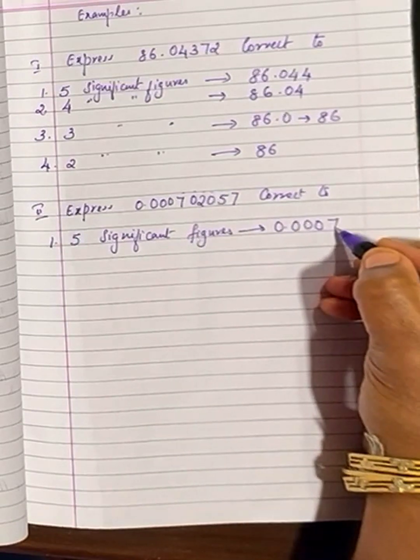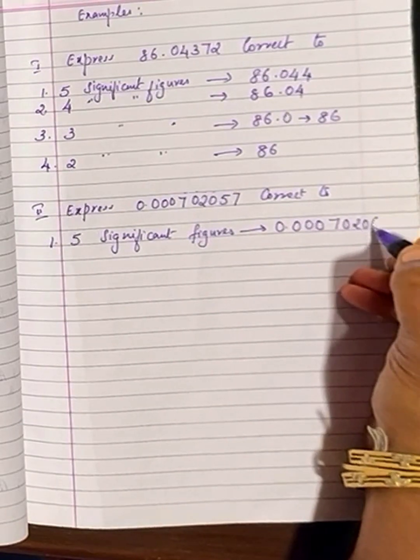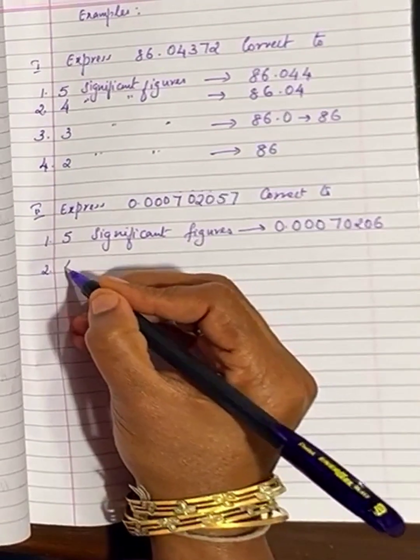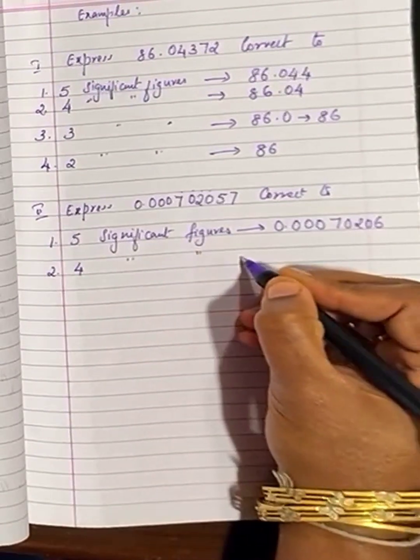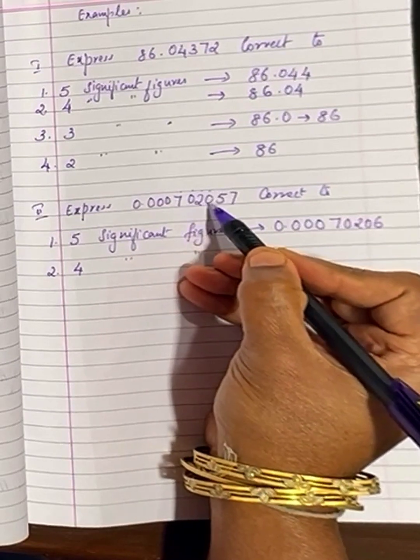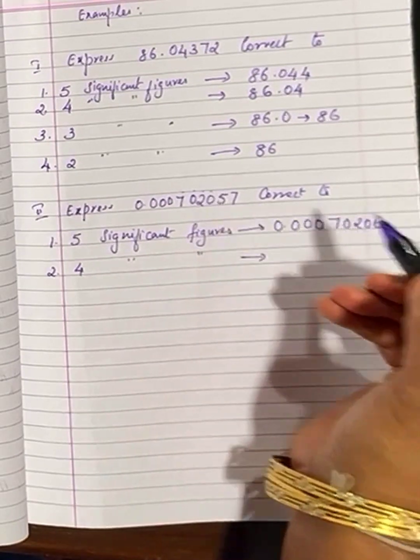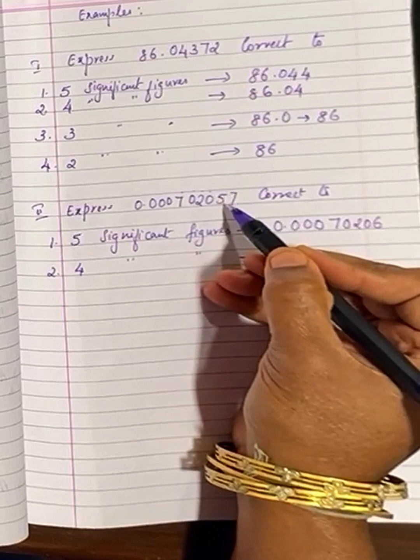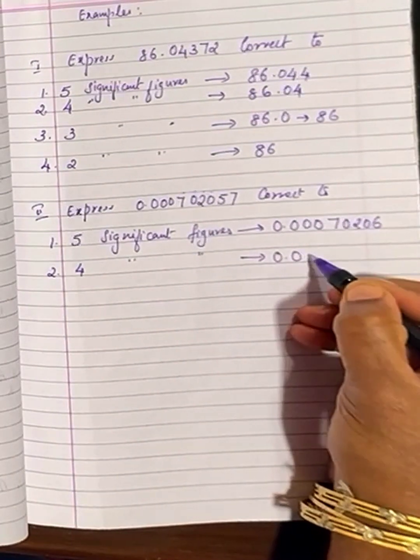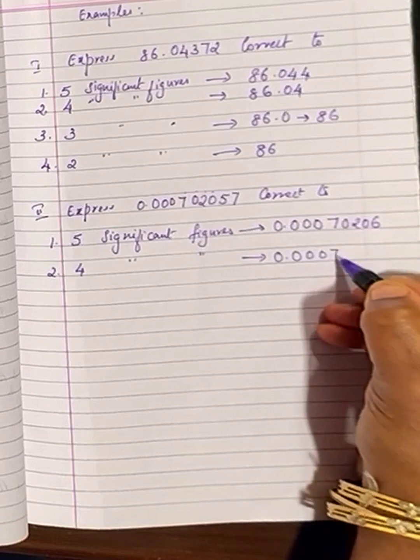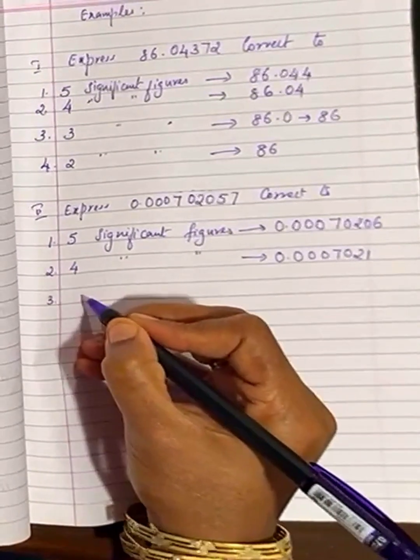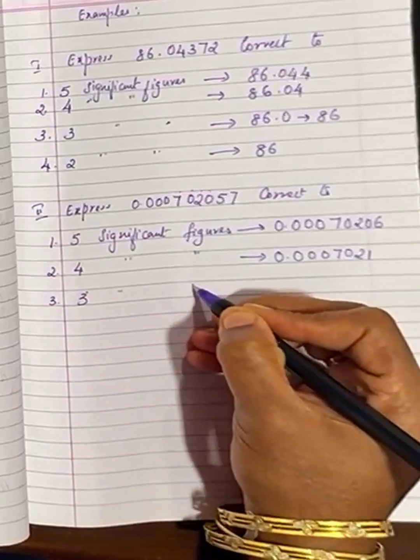The last numbers are 7020. Then the next number is 5, and the next is 7. The 7 will turn the 5 to 6, adding 1 to the 5. Next we'll see 4 significant figures, which means we take 7020. The next is 5, so we'll be adding 1 to the previous number.